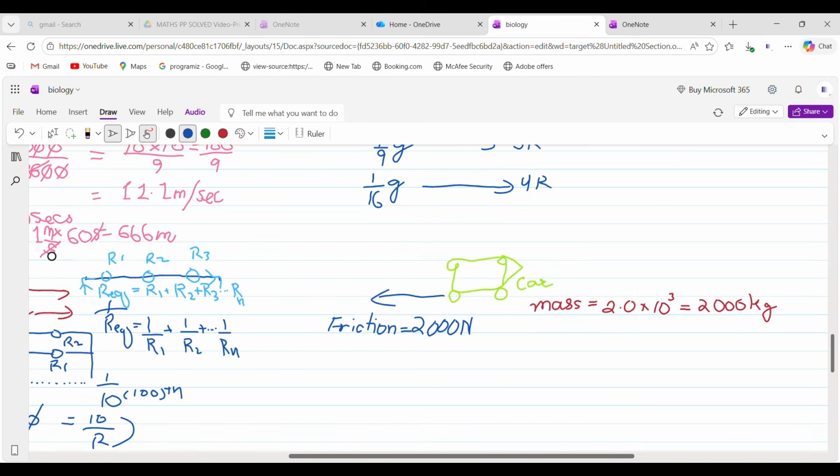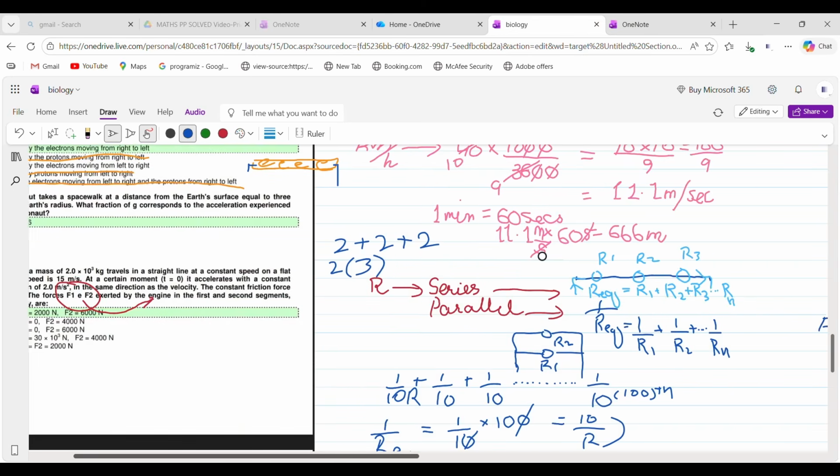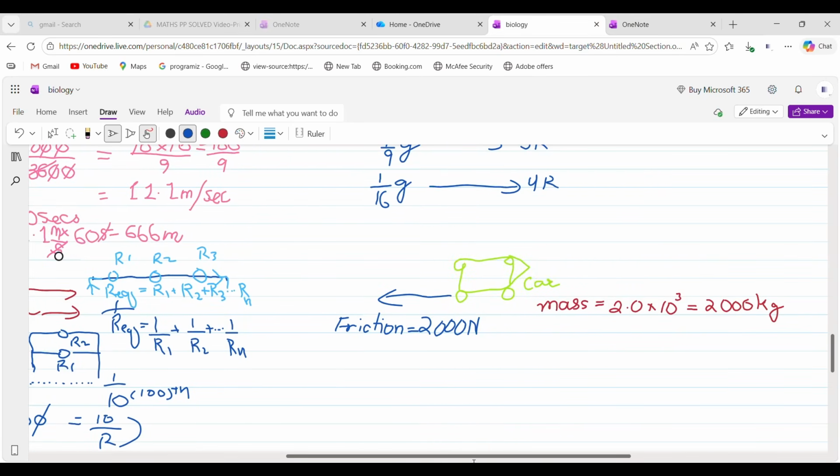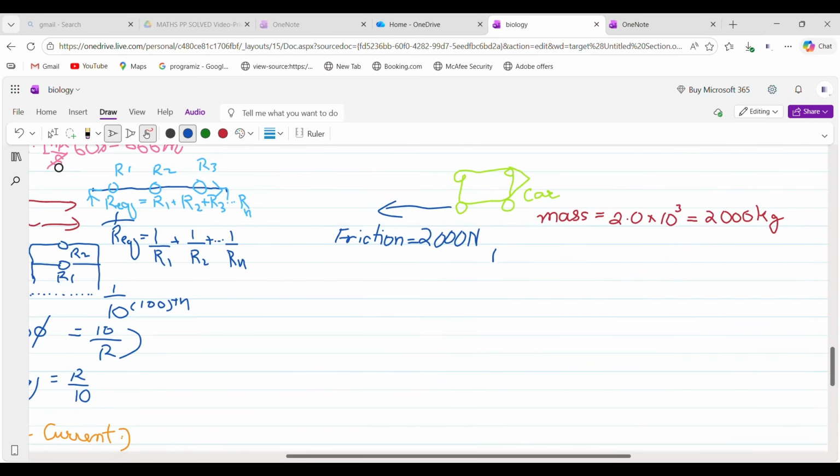And let's read the next information. Okay, now I'm breaking it into two segments, the very initial segment and then the second segment. So the very initial segment, when it has no acceleration, it is moving at a constant speed.